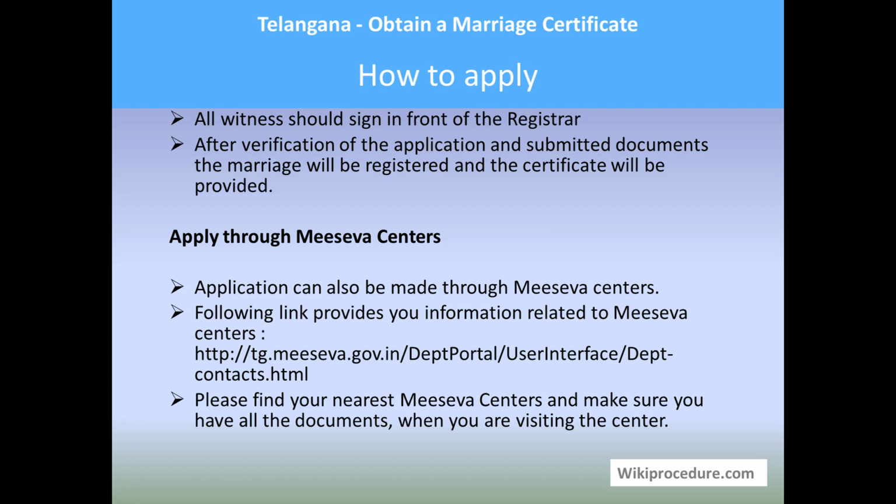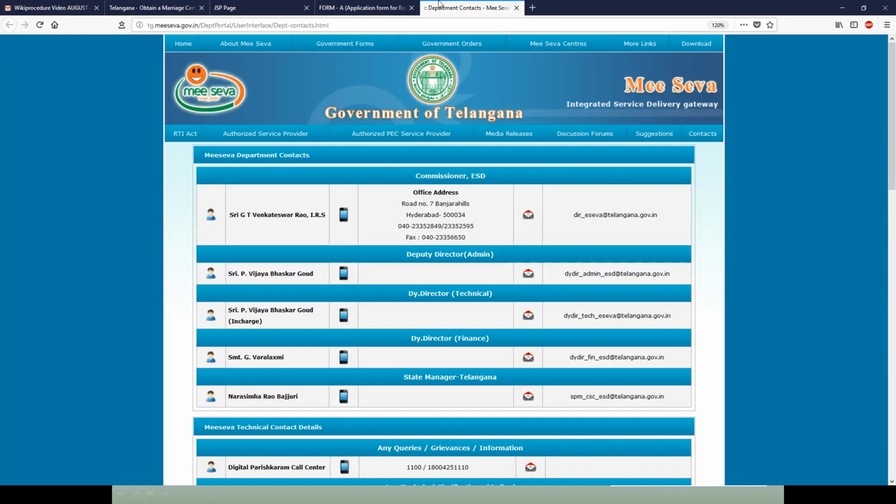After verification of the application and submitted documents, the marriage will be registered and the marriage certificate will be issued to the couple. There is one more way, like applying through Me Seva centers. These are the centers which are equipped to help the general public in similar situations. So applications can also be made through Me Seva centers. Please follow the link provided below to find the Me Seva center which is applicable for you.